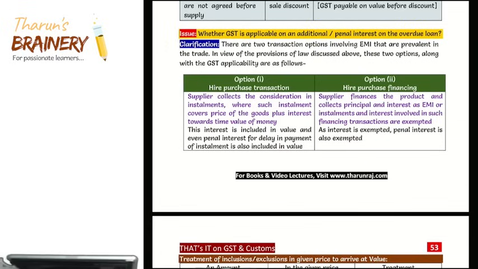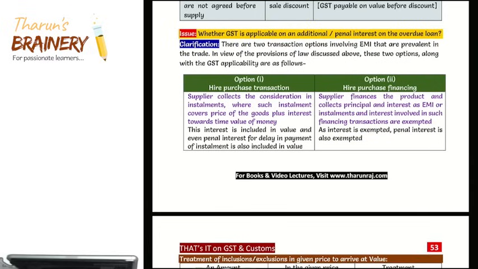Taxability of interest income. Branch it into two. First branch is interest on loans or advances or deposits.